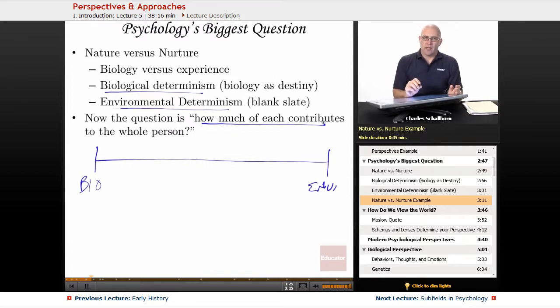A lot of people will say, it's your biology. You can't help it. It's just the way it's going to be. Some people say it's all about the environment. If a person grew up in a different environment, then things would be better, or things would be different. But the real question is, how much of each contributes? How much of each?